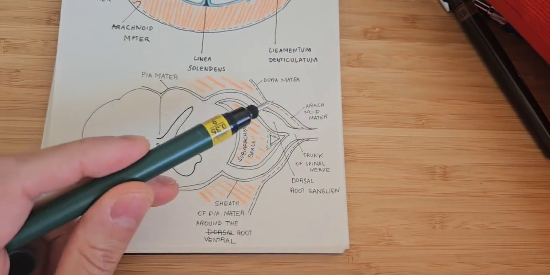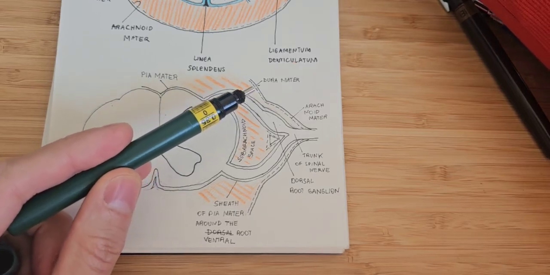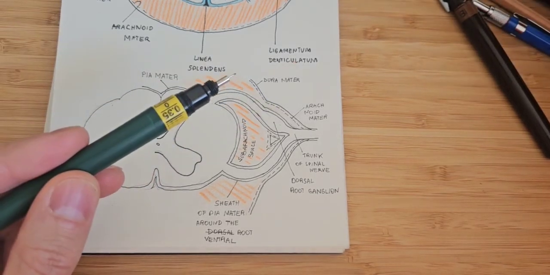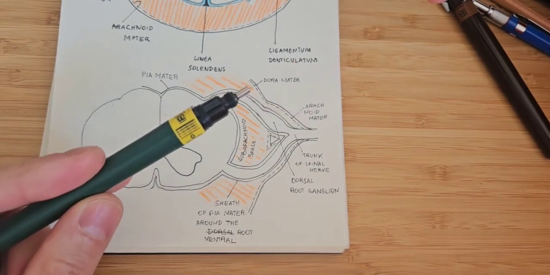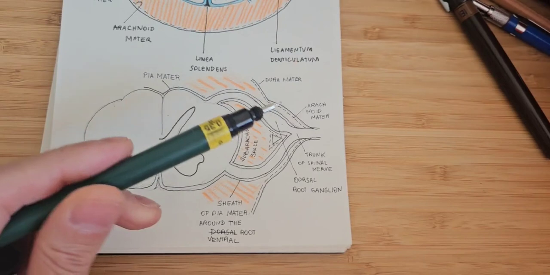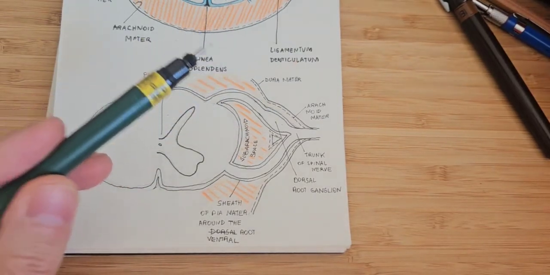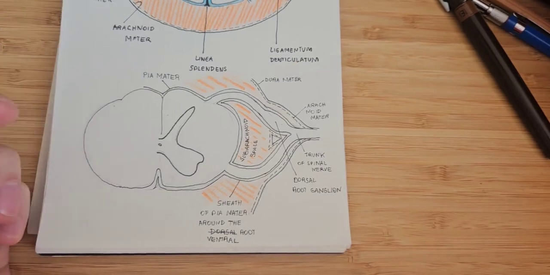Now the dura mater, which is here, is the outermost and the toughest layer of the meninges, and is the one that provides robust protection to the central nervous system. Usually pathologies such as epidural hematomas occur when blood accumulates between the dura mater and the skull or vertebra.